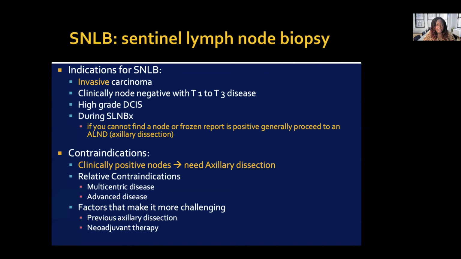Sentinel lymph node biopsy. Indications for sentinel lymph node biopsy include invasive carcinoma, T1 to T3 disease, high grade DCIS. Contraindications to sentinel lymph node biopsy mainly include a clinically positive node. If you have these clinically positive nodes, you really need to be thinking axillary dissection.